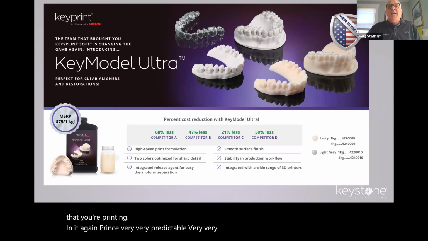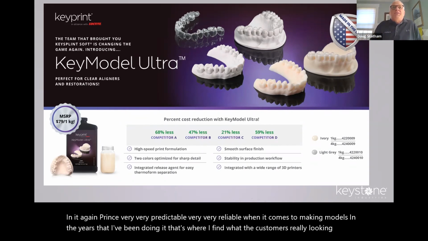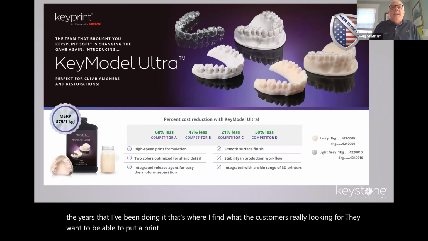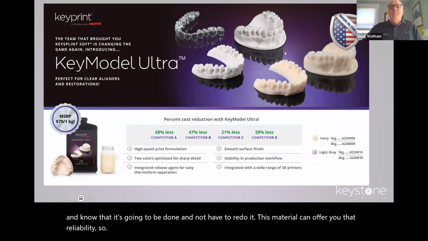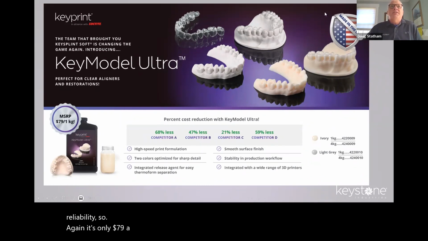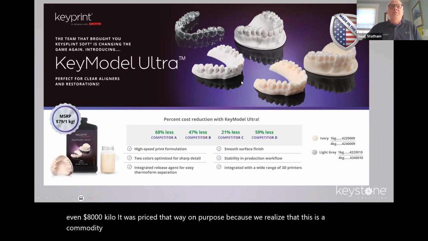When it comes to making models, in the years that I've been doing it, that's where I find what the customer is really looking for. They want to be able to put a print on before they leave at the end of the day and come in and know that it's going to be done and not have to redo it. This material can offer you that reliability. So again, it's only $79 a kilo compared to many of our customers that are in the $150, $160, even $180 a kilo. It was priced that way on purpose because we realized that this is a commodity product. So if you are doing a lot of models, there potentially is a significant savings here by switching over to this.